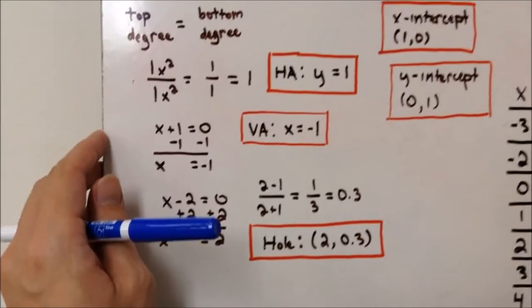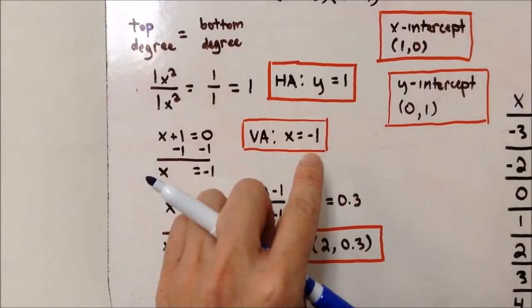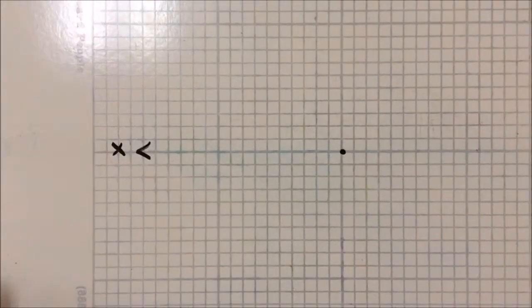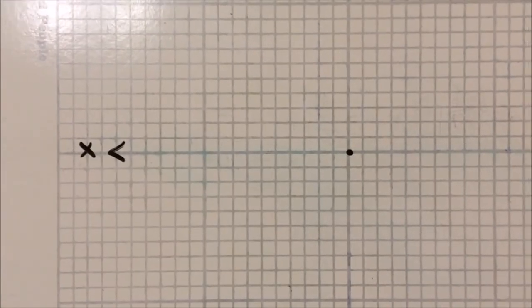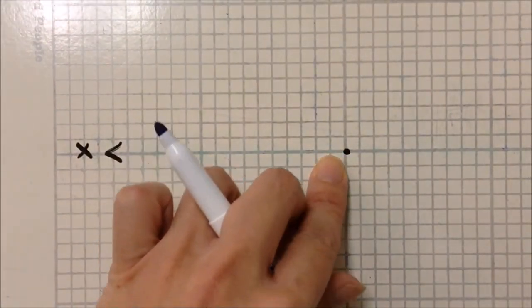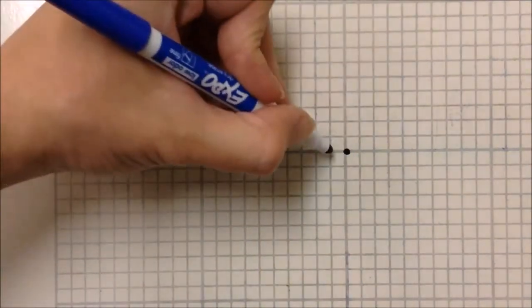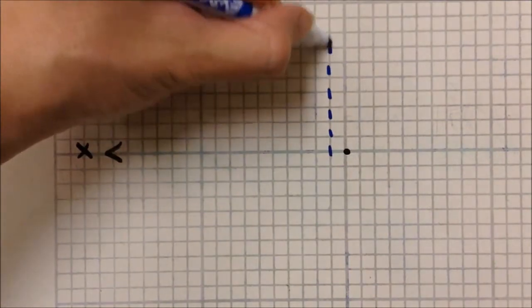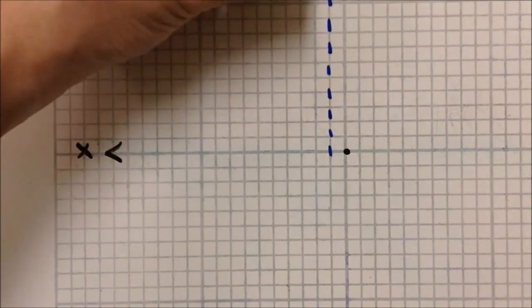Now, we have a vertical asymptote at x equals negative 1. If I zoom in for a clearer image, that's 0, and then here's negative 1. So that's our vertical asymptote, just a dotted line for the vertical asymptote.